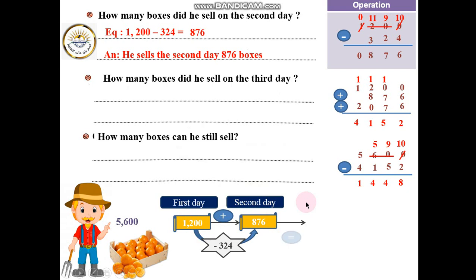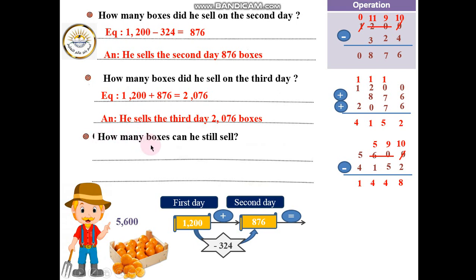So the equation is 1,200 plus 876. We can perform it mentally. 6 plus 0, 6. 7 plus 0, 7. 8 plus 2 is 10. So we have here 1 becomes a 20. So the answer is 2,076. The answer is he sells on the third day 2,076 boxes. Now let's read the third question.